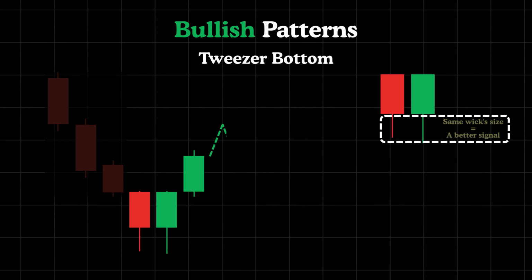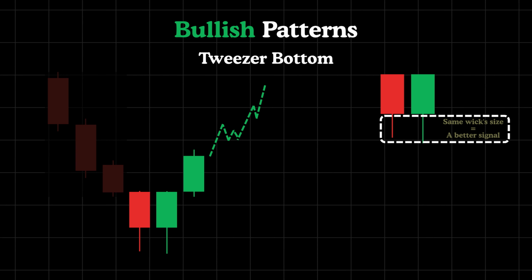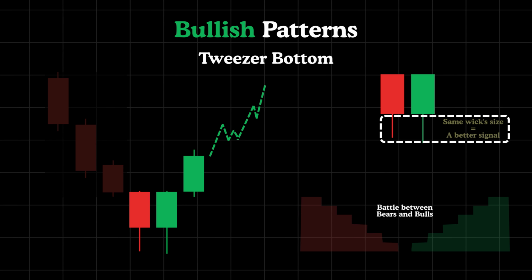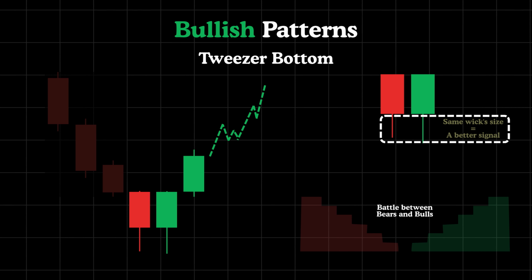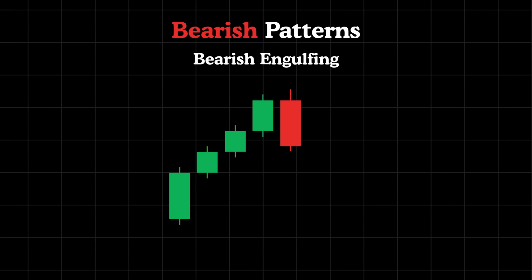Similar to the hammer, you can wait for the price to form another green candle above the highest point of the tweezer bottom. This helps confirm that the price is reversing. The wicks in this pattern reveal that there was a battle between the bears and the bulls. Now let's look at the most common bearish patterns.